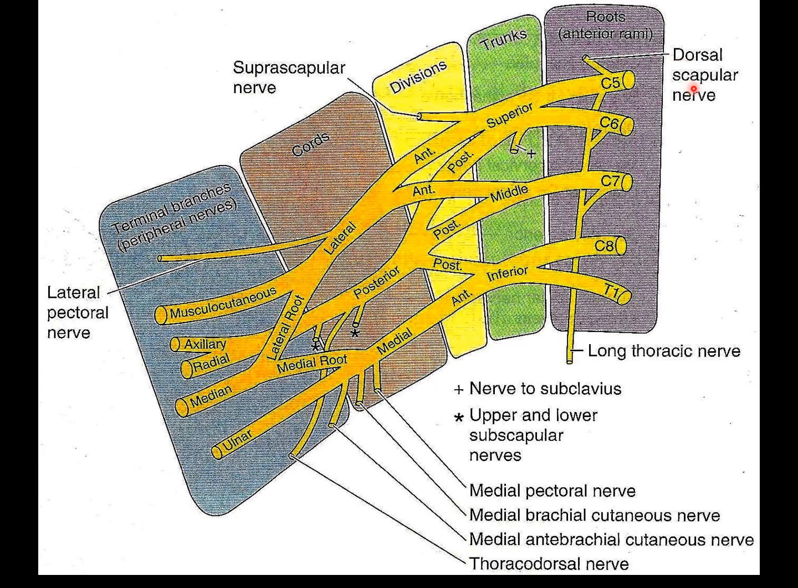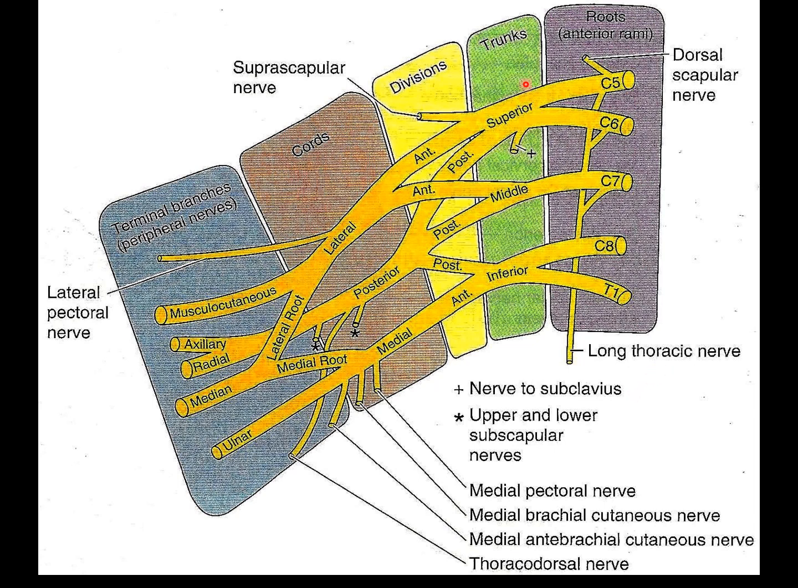The dorsal scapular nerve, as you can see, arises from C5. The other nerve is the long thoracic nerve, also known as the nerve to serratus anterior muscle, from C5, C6 and C7. You can see C5, C6 and C7, the three nerves giving branches, and then a single nerve is formed, known as the long thoracic nerve or nerve to serratus anterior muscle. So two nerves arise from the roots: the dorsal scapular nerve and the long thoracic nerve.